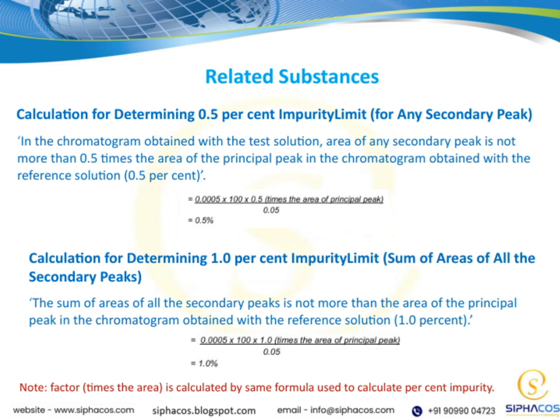Moving on to the 0.5% impurity limit, the rule is a bit more specific. Here, the area of any individual secondary peak must not be more than half the area of the principal peak in the reference chromatogram. In essence, these calculations help us quantify impurities accurately, ensuring quality control. They connect to our overall theme of maintaining product purity and safety through precise analytical techniques.